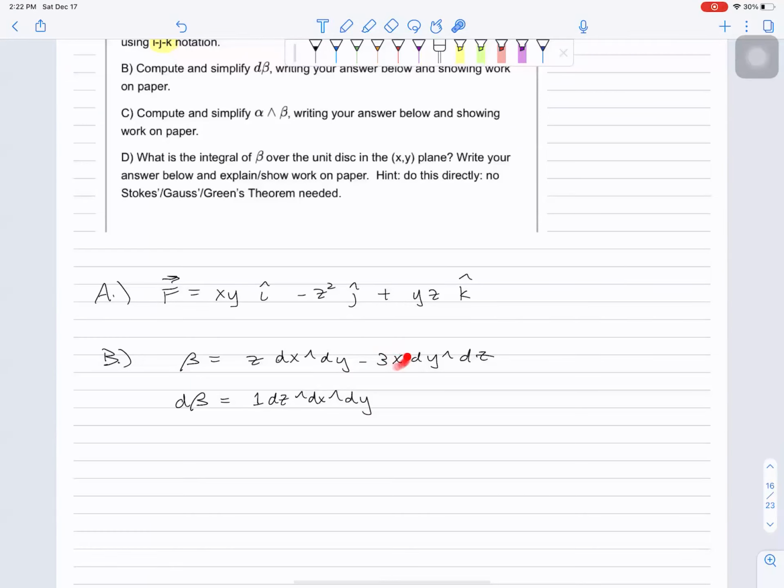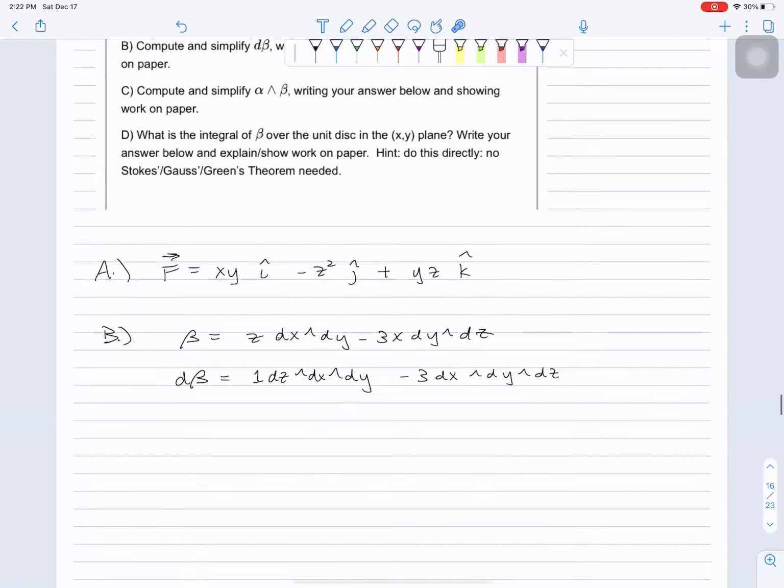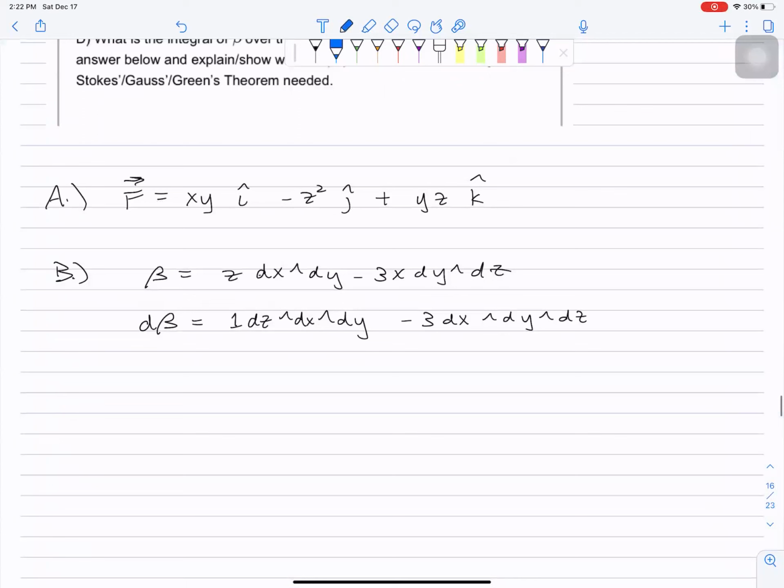Now I see an x here, so let me take the derivative with respect to x. That derivative is negative 3 dx. And then I add on the other wedges. So dy dz. Now I see that each of my wedges has 3 variables in x, y, z, x, y, z. So I can go a step further and try to simplify this a bit. Let's try to get it in the dx, dy, dz form.